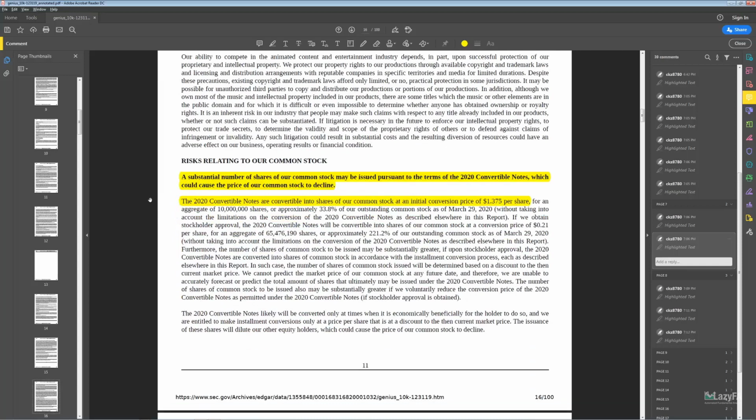Okay, so risks related to our common stock. A substantial number of our shares may be issued pursuant to the terms of the 2020 convertible notes. So this terminology, 2020 convertible notes. Don't know why this is not showing me the total results, but there were like 200 occurrences of this. So these notes are significant.